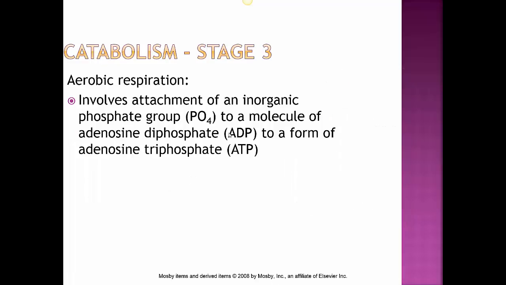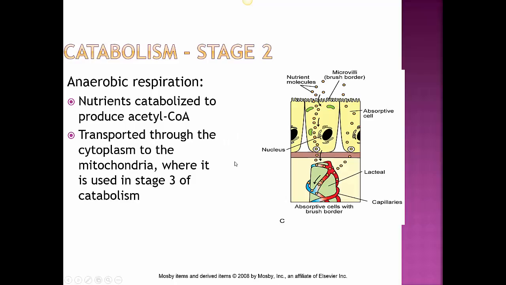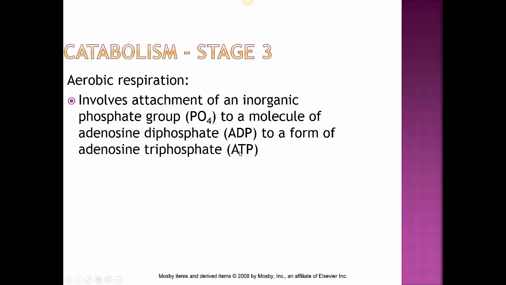Your 3rd stage right here is aerobic respiration, and aerobic respiration involves producing additional ATP. You get 2 from this stage, and then from this stage, from that same glucose molecule, you get 36 ATP, to make a grand total of 38 that's produced.